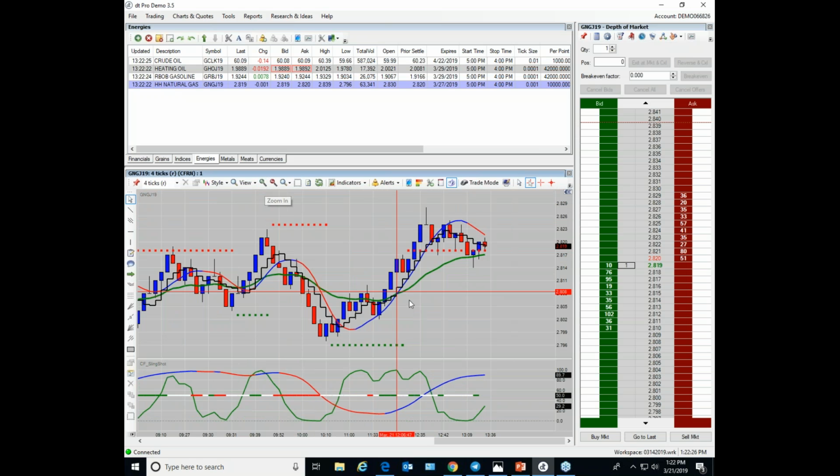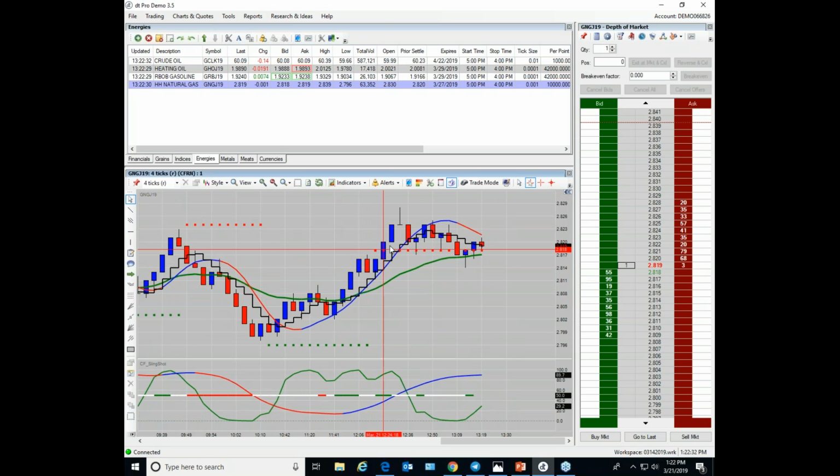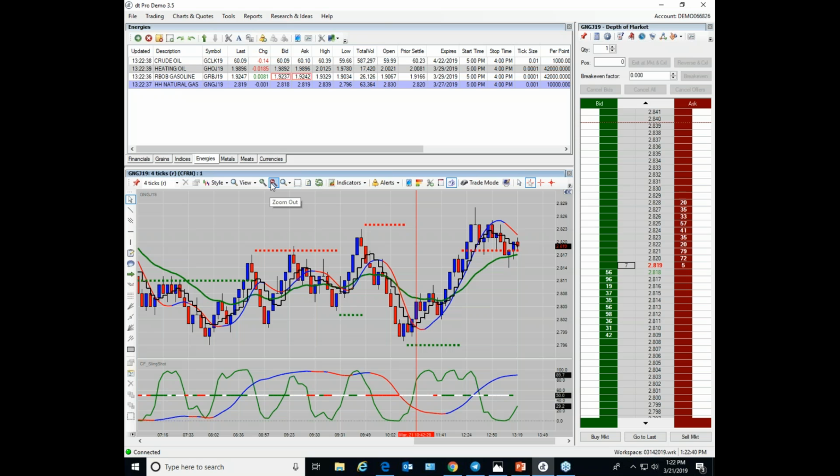So you can go through the process, but don't forget to zoom out. Like I said, sometimes we get hypnotized by this. When we're in the training room, get in the habit of hitting the zoom out button. That'll be the difference between a losing trade or a winning trade.